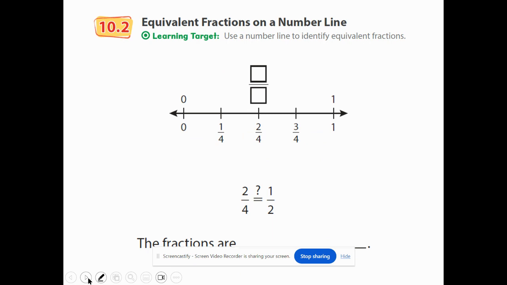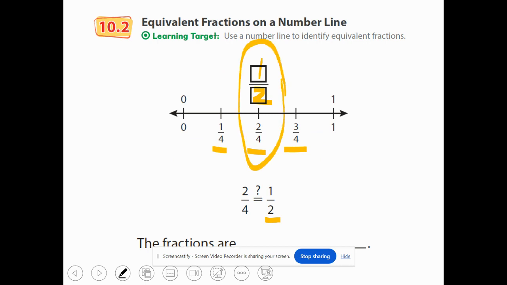Let's try another one. Is 2/4 equivalent to 1/2? Well, the bottom part is broken up into fourths, and the top is broken up into halves. So let's label this 1/2. Are 2/4 and 1/2 lined up on the number line together? And if you look, they are. So that means that 2/4 is equivalent or equal to 1/2.